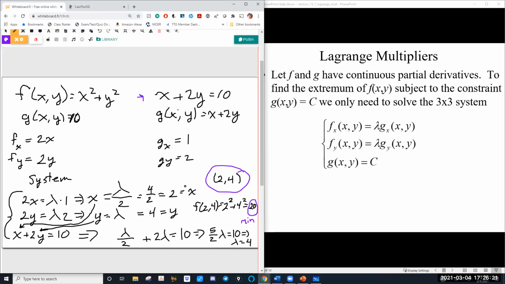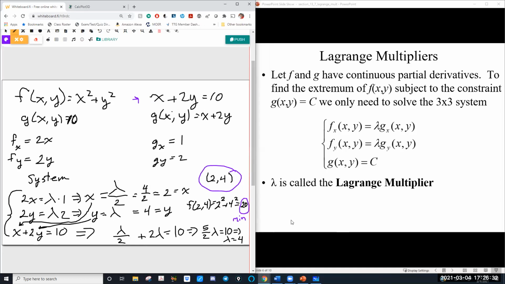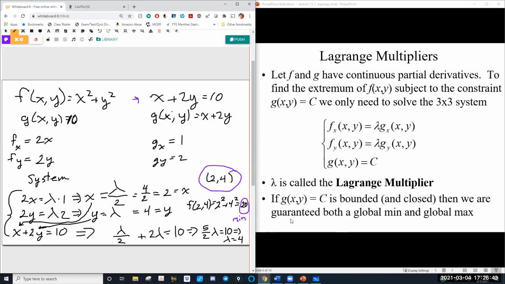One last thing I want to talk to you about, and then I'll get you guys into groups so you can try a couple. Now, as I mentioned, lambda is called the Lagrange multiplier. I want to talk specifically about the interpretation of lambda because it's very interesting and it has a lot to do with related rates. All right.